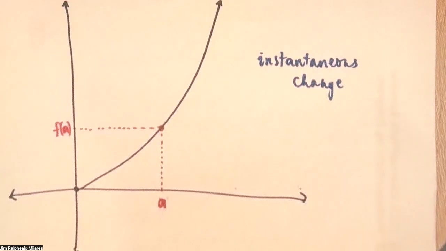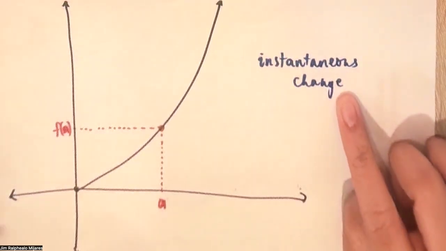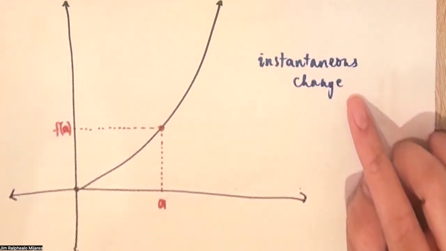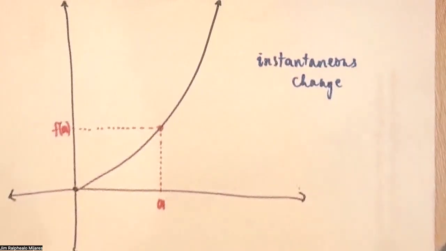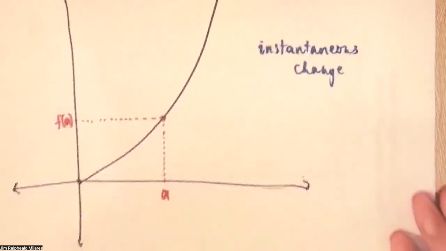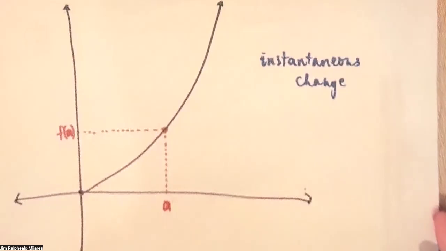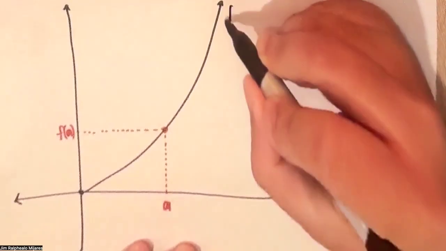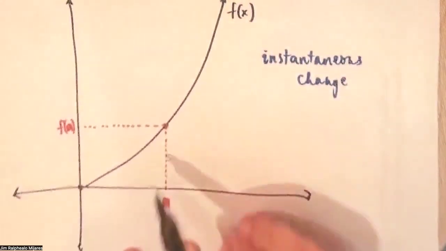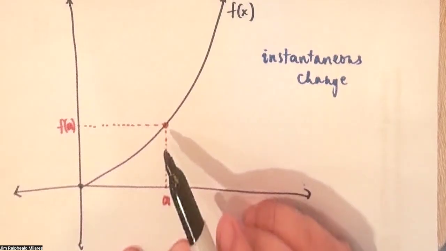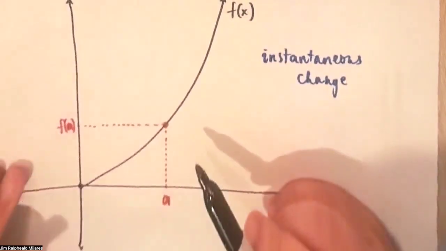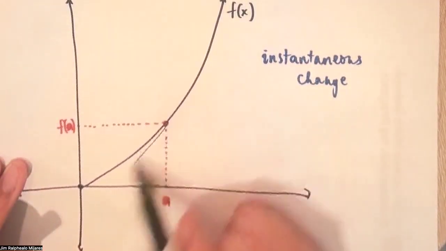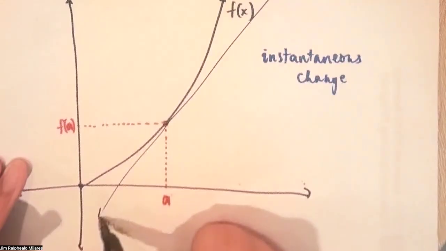But think about instantaneous change as change that happens at an instant. The difference between the two periods of time is very, very small. Now, in this graph right here of a certain function, let's call this function f of x, right? We indicate a certain point. So this is a point a, f of a. What we want is to find the slope of this tangent line here.